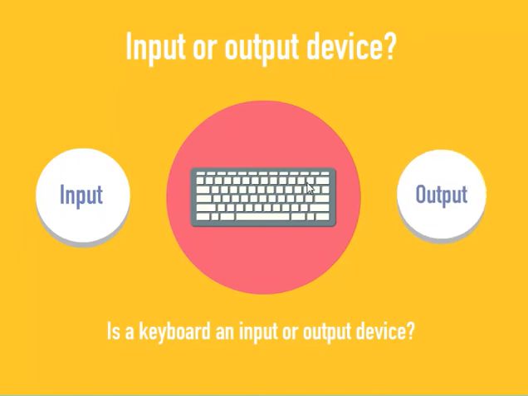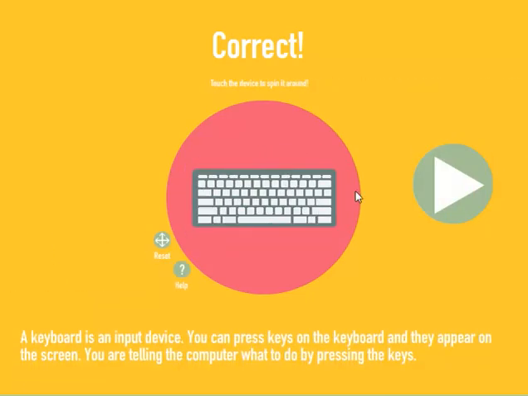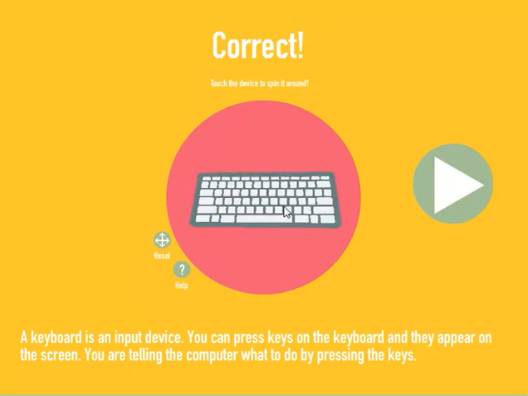Is a keyboard an input or output device? Correct. Keyboard. A keyboard is an input device. You can press keys on the keyboard and they appear on the screen. You are telling the computer what to do by pressing the keys.